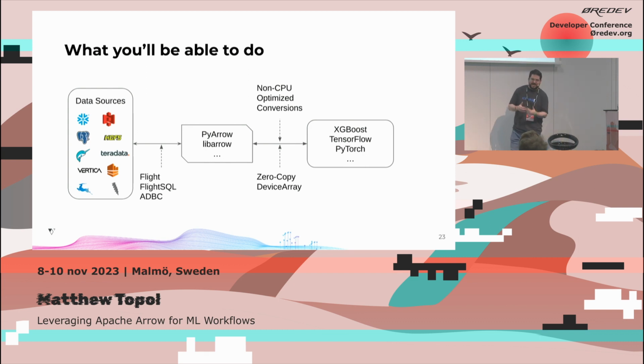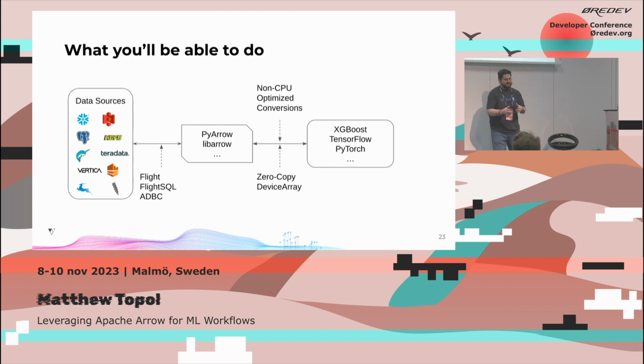So think of the idea at a high level, what you can do. You have your data sources: Snowflake, raw S3, HDFS, Postgres, Dremio, whatever. You can use a protocol like Arrow Flight SQL or ADBC to get your data from your data sources into your libraries. You can leverage PyArrow, libarrow C++, the Go implementation, the Rust implementation, whatever language you want. There are very, very few languages currently that don't have an Arrow implementation.